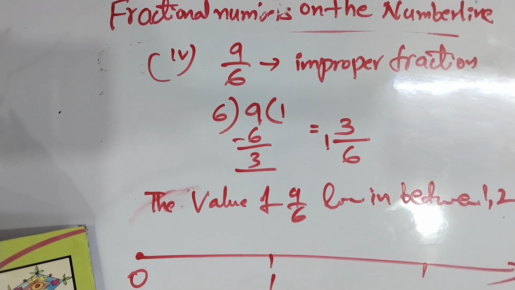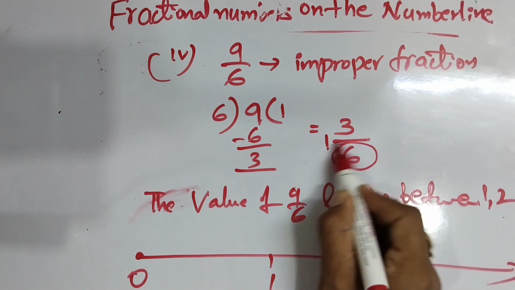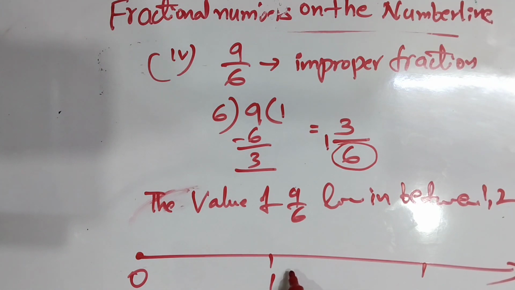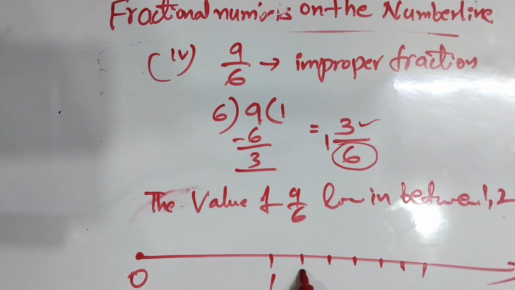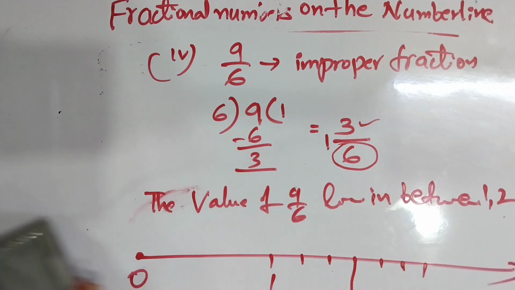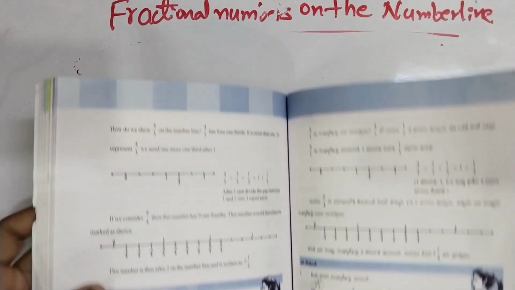Then what are we going to decide? The denominator is 6, so we are going to divide the space in between 1 and 2 into 6 parts. If we draw 5 lines, it will be divided into 6 parts: 1, 2, 3, 4, 5, 6. What is the numerator? 3. So 1, 2, 3, the third part is 1 3 by 6. This is the showing of fractional numbers on the number line.